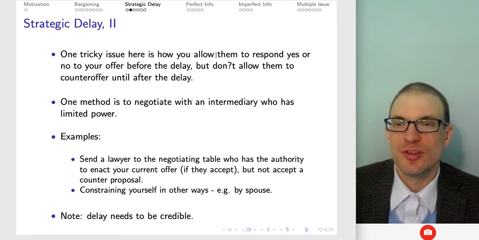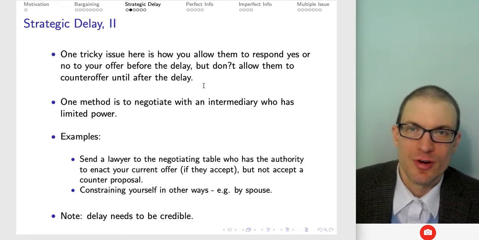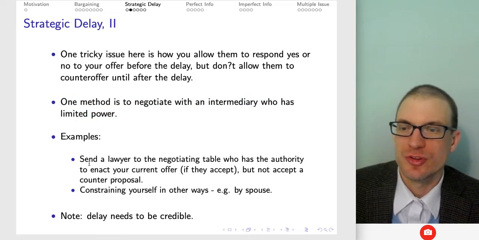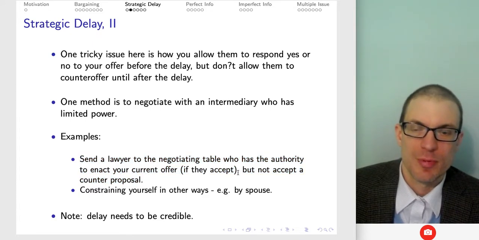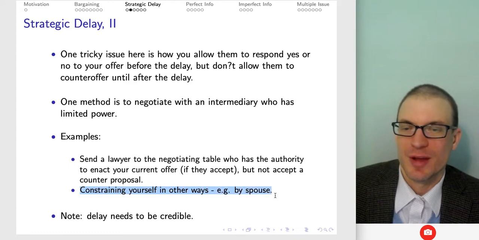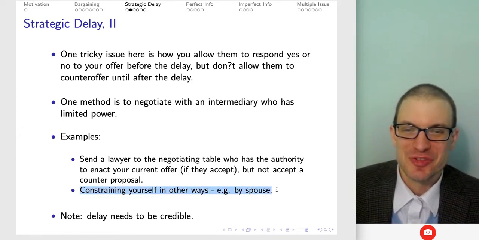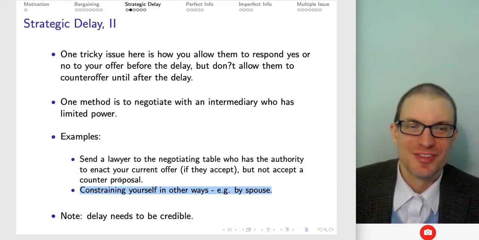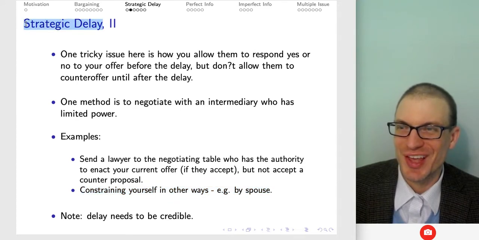The tricky issue is how you allow them to respond yes or no to your offer, but don't allow them to counteroffer until after the delay. So you could send an intermediary with limited power, a lawyer to the negotiating table who has the authority to enact your current offer if they accept, but not to accept a counter proposal. And there are a lot of other types of commitment devices. If you invoke conversations with your partner or whatever is the case, these are different ways that we can implement some type of strategic delay if you'd like to buy yourself some time.